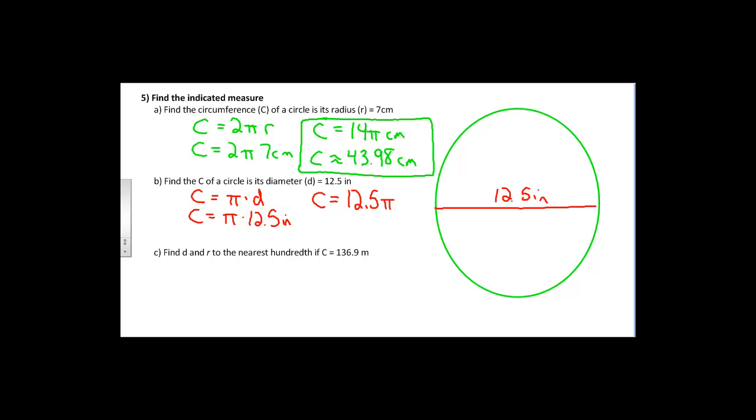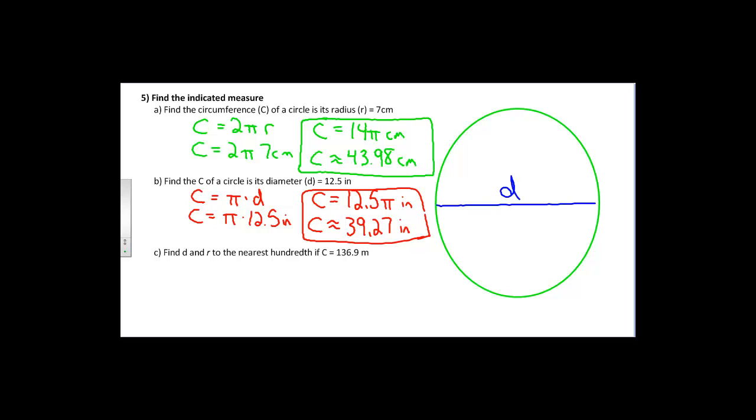Again, you could write this as an approximation as well. Circumference is about 39.27 inches if I round to the nearest hundredth. You should also be able to use these formulas backwards. Let's try part C. In part C, we're told to find the diameter and the radius, and we're given that the circumference is about 136.9 meters.